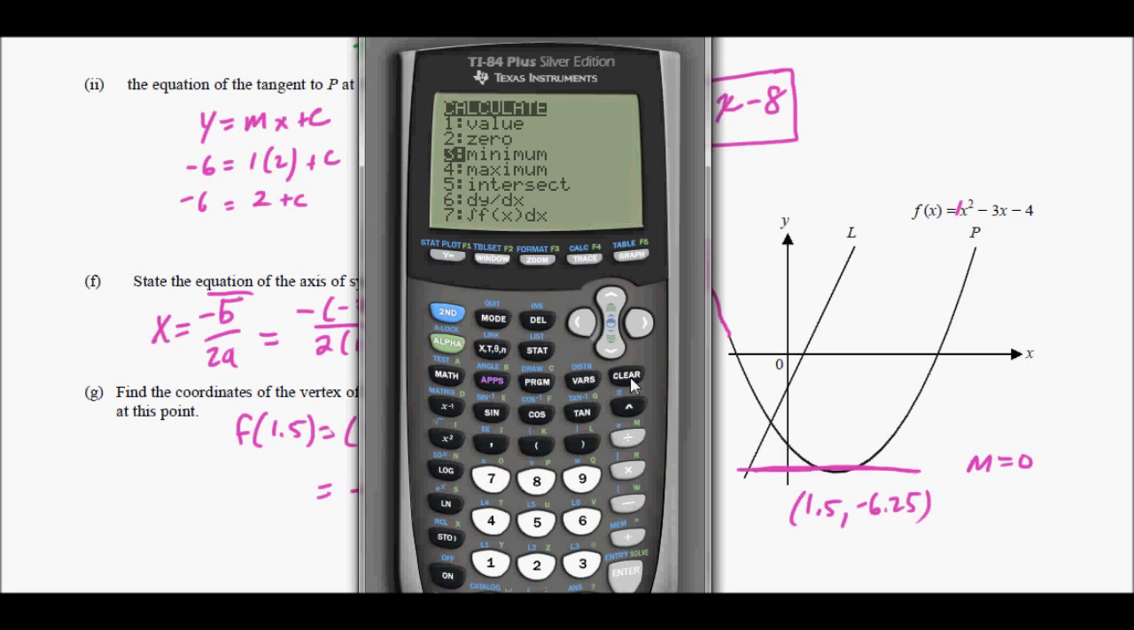So for the minimum here, we just press enter. It says left bound, so go a little to the left of the vertex and press enter. Then it says right bound. Go a little bit to the right of the vertex and press enter. Then it says guess. Sure, guess it. Boom. Good. 1.50, negative 6.25. Okay, cool.